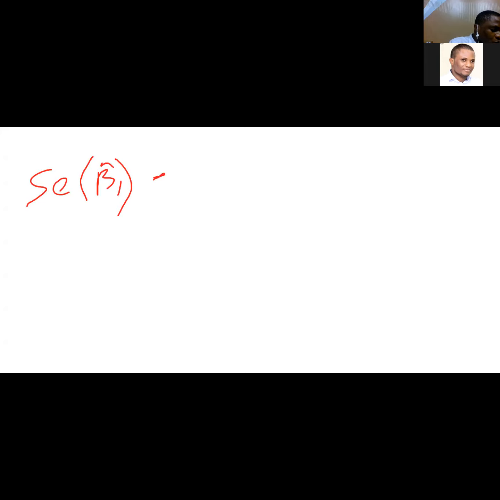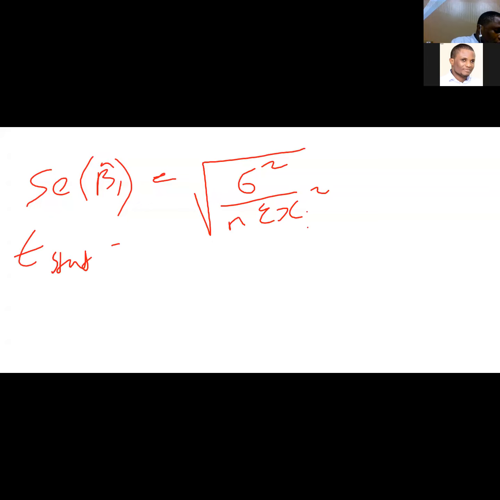It means that when there is heteroscedasticity, remember, the standard error of, say, beta 1 hat is equal to the square root of the variance of the error term over n summation small x i square. This is the standard error of your beta 1 hat. And then your t statistics is equal to beta 1 hat over the standard error of beta 1 hat.